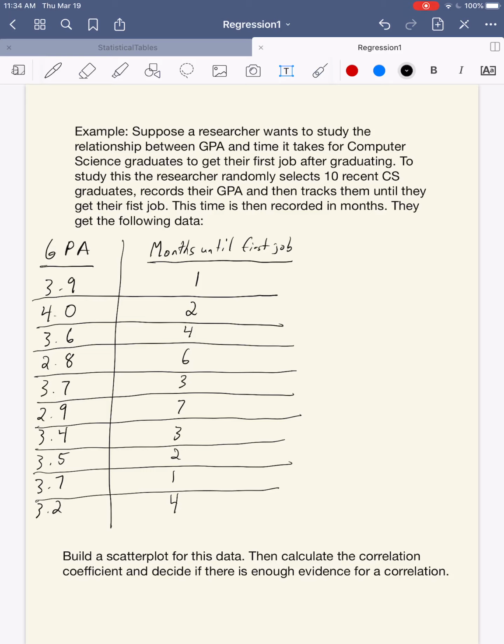So this will be officially the video that takes us from simply discussing correlation into discussing correlation and regression. So let's take a look at the example that we have in front of us here.